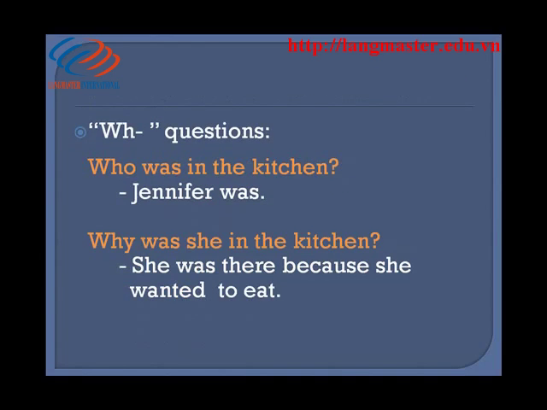Now let's look at WH questions, or information questions. First model: who was in the kitchen? Answer: Jennifer was. Second model: why was she in the kitchen? Answer: she was there because she wanted to eat. Both questions start with our question word. We do not need a helping verb of did. We simply use was or were.